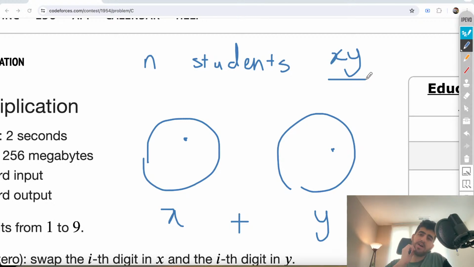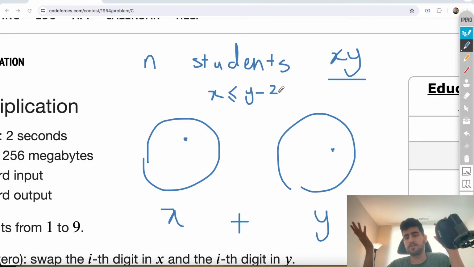Okay? So now assume that we want to maximize the number of pairs that hate each other. Does it make sense that if one of the groups has fewer people than the other group, and their difference is at least 2, for example x is less than or equal to y minus 2? Does this make sense, if we want to maximize the number of pairs that hate each other?